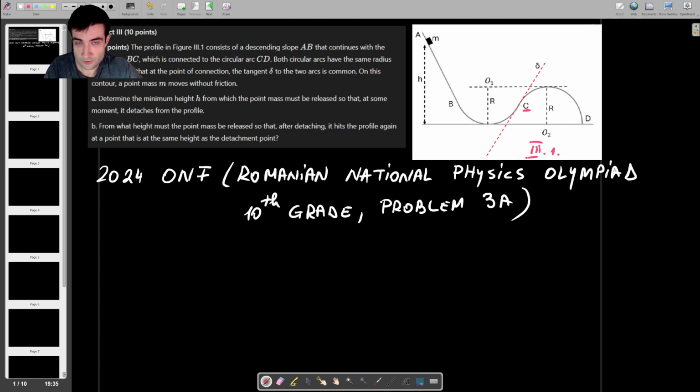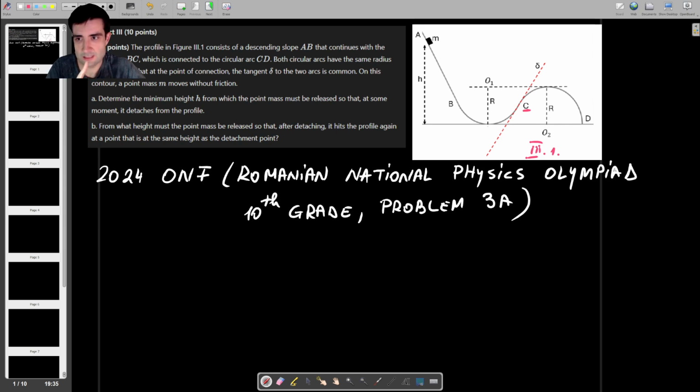On this contour, a point mass M moves without friction. So this is kind of like a roller coaster, if you want to think of it as a more fun problem. And we have to answer 2 things.